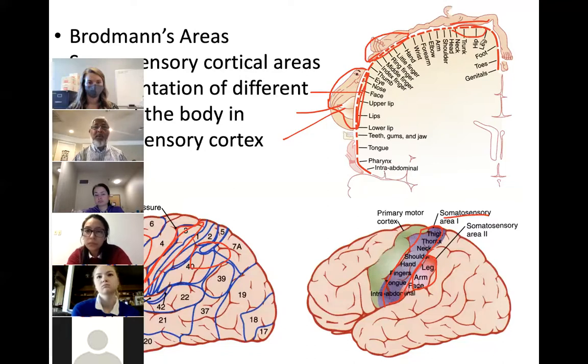That is called the homunculus. Homunculus is a small man, right? A small man. And look at the unequal distribution of the area in the brain. The hand is represented in the brain by this much, but your whole thorax, abdomen, trunk, and thigh up to your leg is this area.